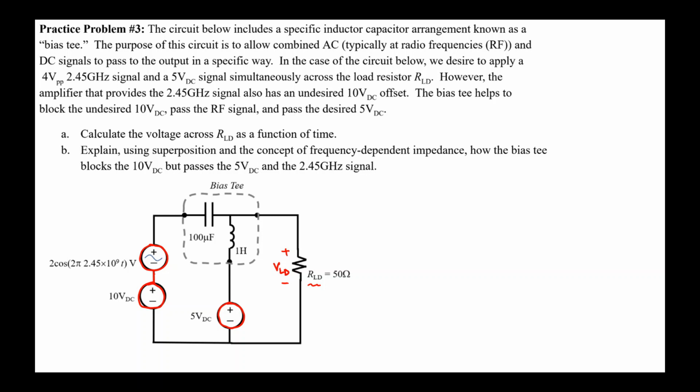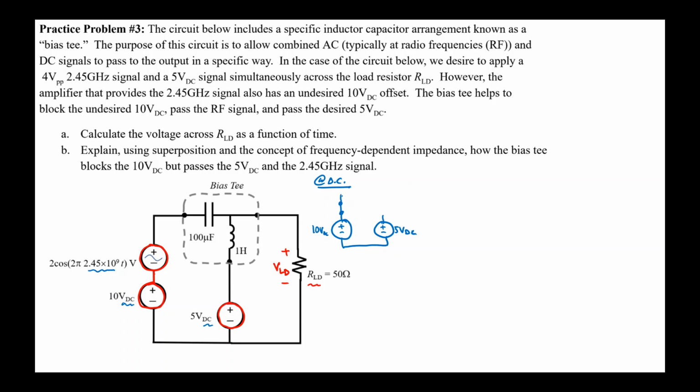I need to use superposition in this problem because I've got two different frequencies, DC and the 2.45 gigahertz. First, let's start with the DC circuit. At DC, I'll draw a circuit where I've shorted out the 2.45 gigahertz voltage source, because it's not at DC. I keep the 10 volts DC source and the 5 volt DC source.